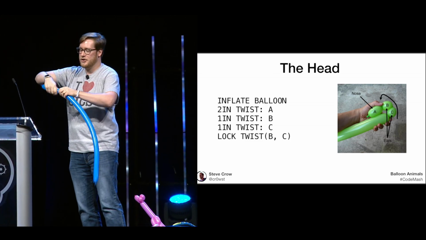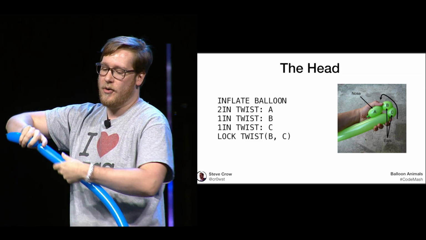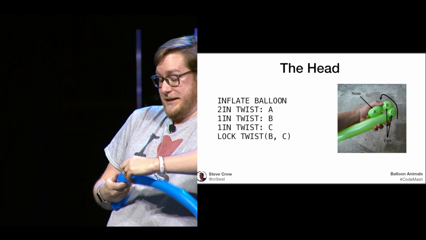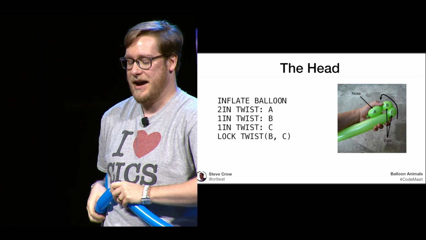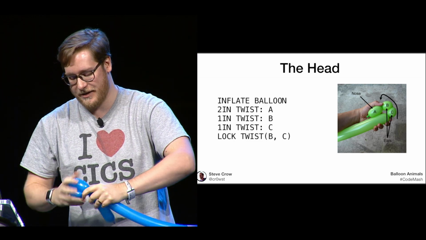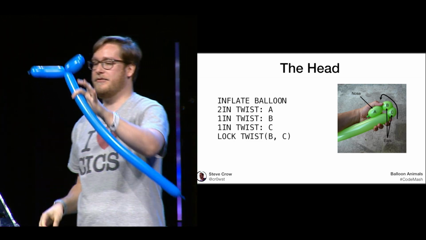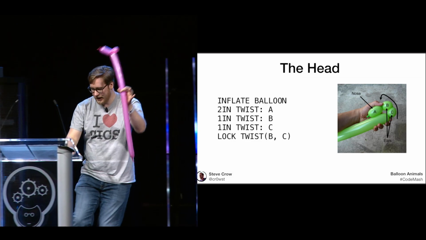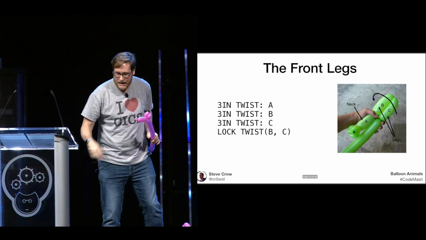Then we do a 2-inch twist. We do a 1-inch twist. Another 1-inch twist. And then we lock twist those two together. And we get the head of a dog. Now, for the sake of time, I actually have the head of the dog here. Perfect.